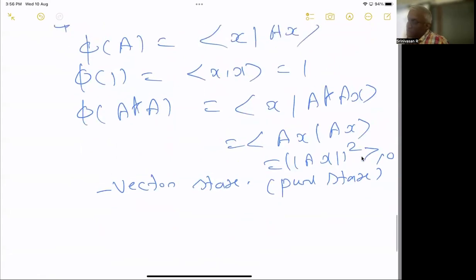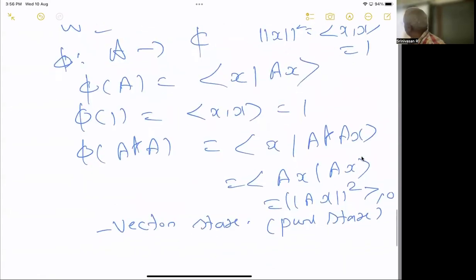So what else do we have to notice? There is nothing to notice. So this gives a quantum probability space. A with this phi is a quantum probability space.